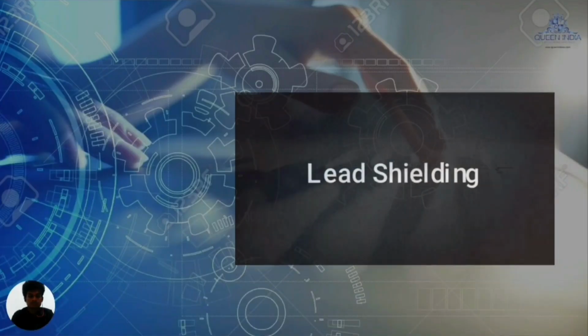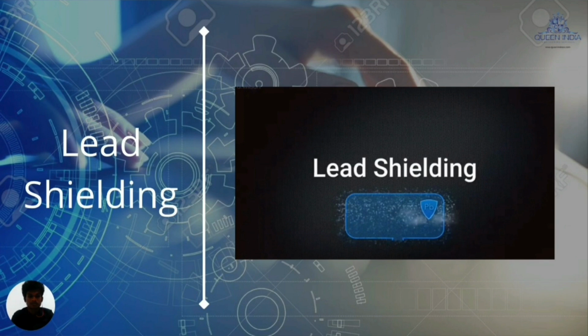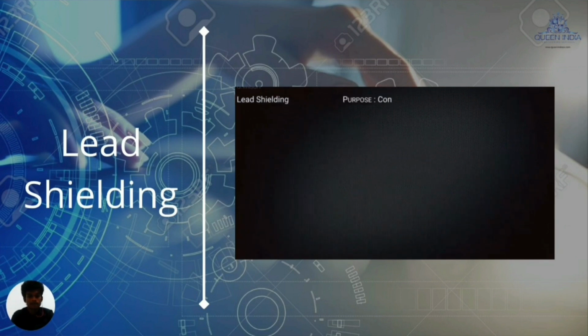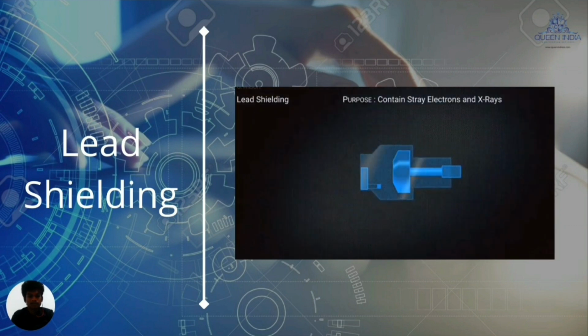Number 5 is lead shielding. We are using lead shielding because many electrons will be scattered out from the target. So lead shielding will absorb those electrons.